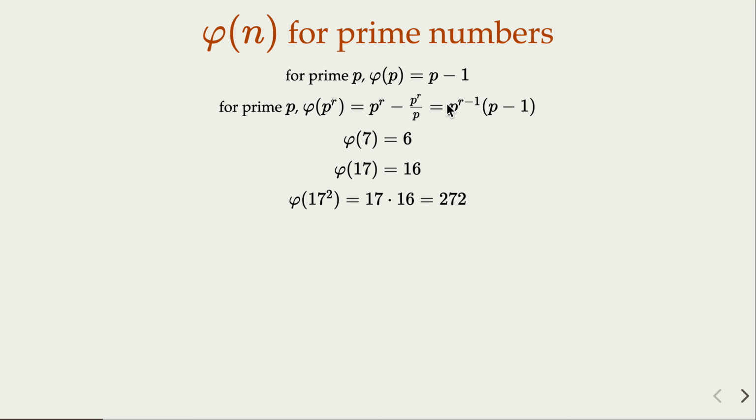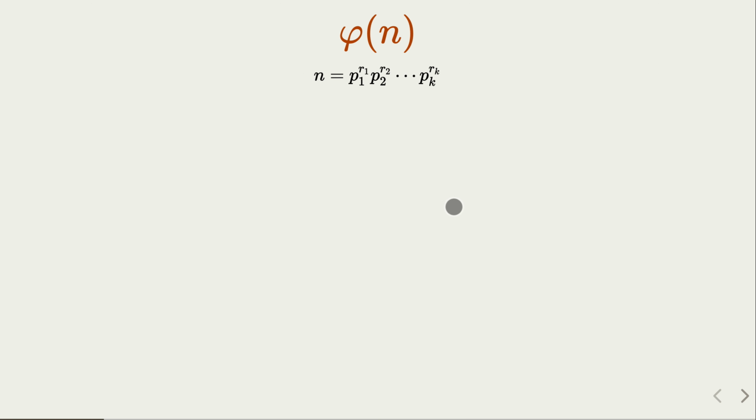How about 17 squared? That would be 17 times 16, that would be 272, right? So that's just for the prime numbers. Now for any other numbers, we're not going to derive the steps, but here we just take it as a conclusion that if you have the prime factorization of n, then the phi function, the Euler's Totient function, can be calculated by the prime factors, p1 through pk, with this formula here.